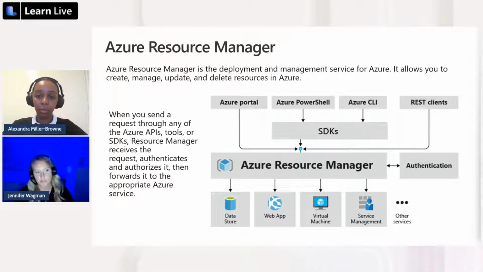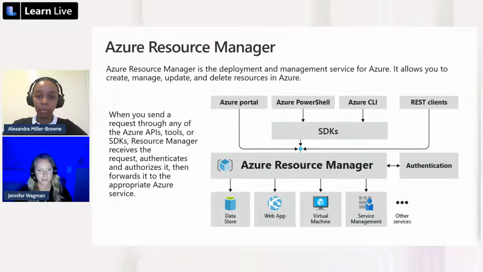So the Azure Resource Manager, or ARM tool, is going to handle the requests when you decide to take any action on your Azure resources. It receives that request. Its role then is to authenticate and authorize that request, and then forward it to the appropriate service in Azure.